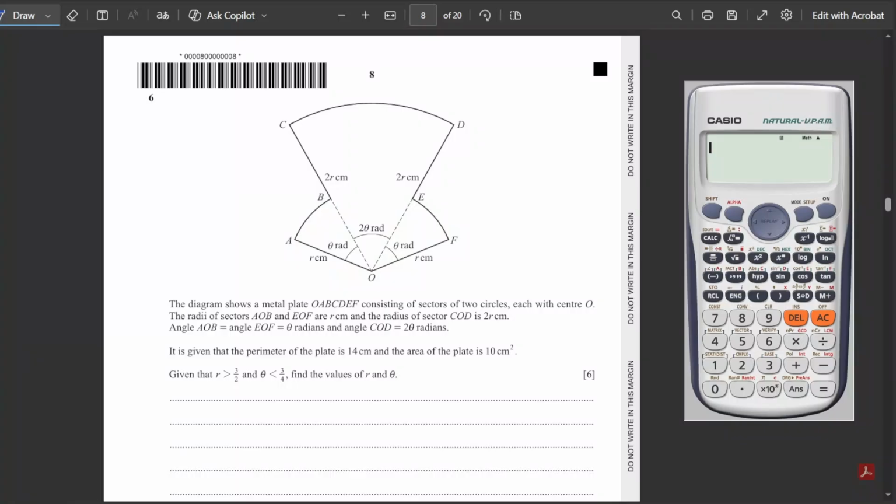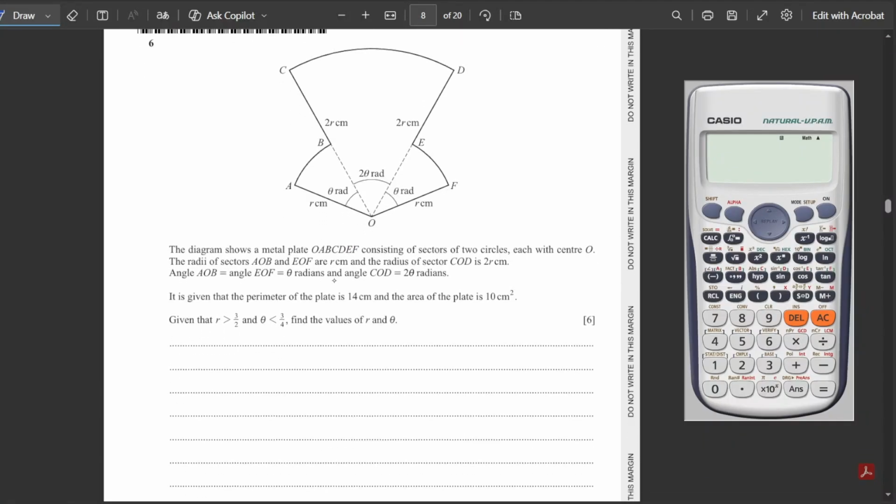The next line says, and the radius of sector COD is 2r, so COD, this big one, the radius is 2r. Okay, angle AOB is equal to angle EOF is equal to theta radians. So they're basically saying that the angle of this and this sector are both this theta radians. So on both sides, they have the same angle of theta. And the next part says, and the angle of COD is 2 theta radians. So this big sector has the angle 2 theta radians.